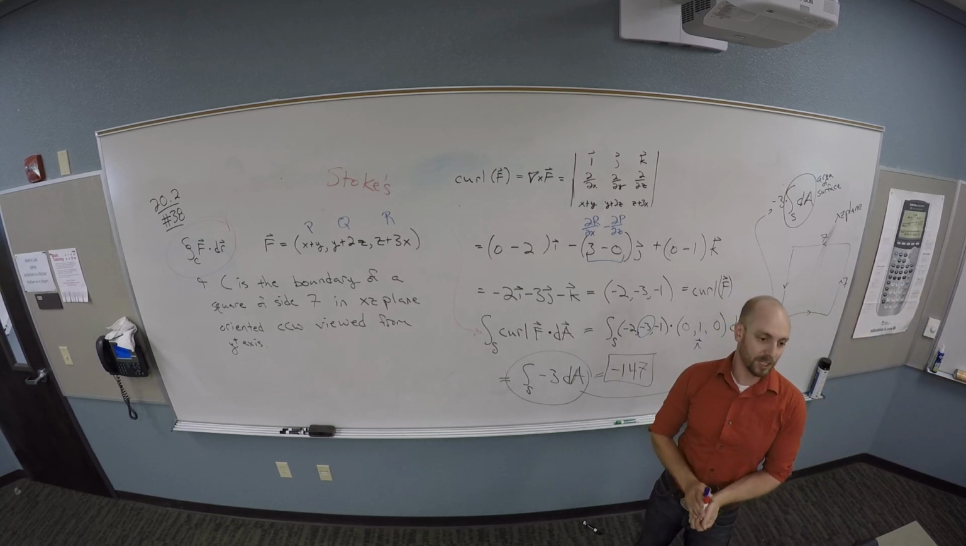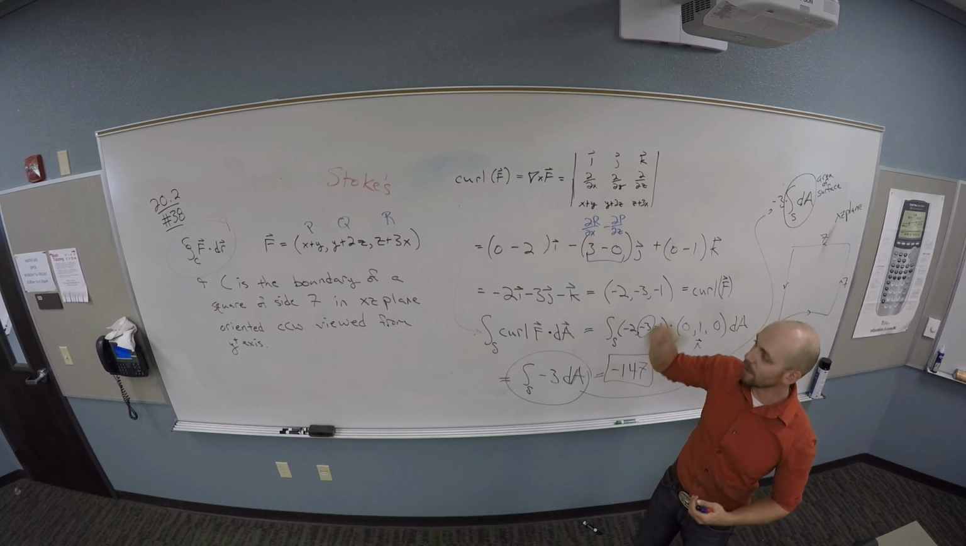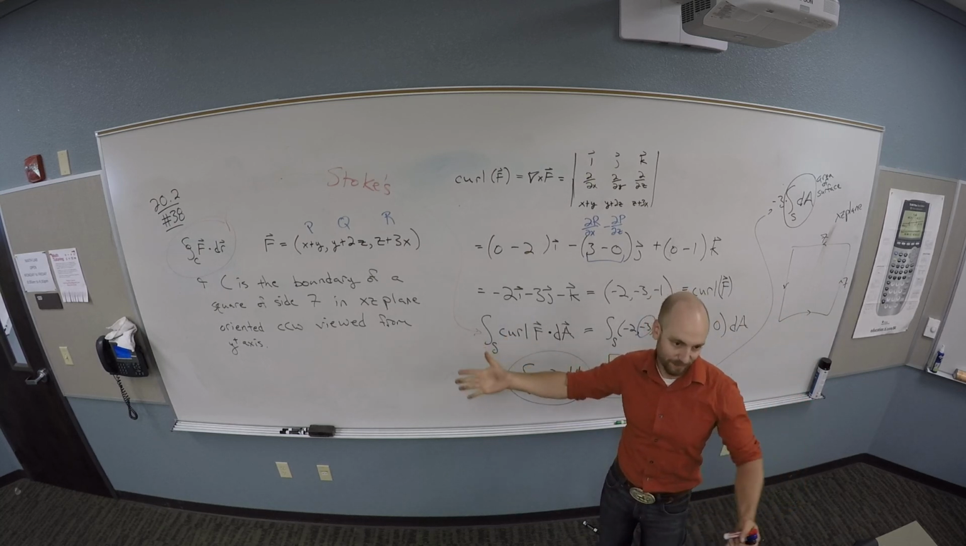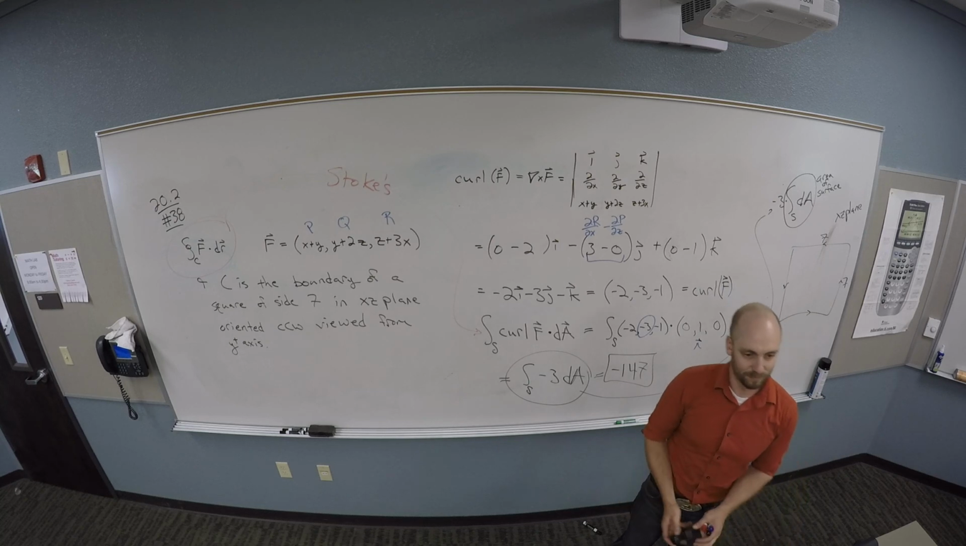If you want to see Green's from Stokes, you end up doing the same thing where the normal vector is k. Cool?